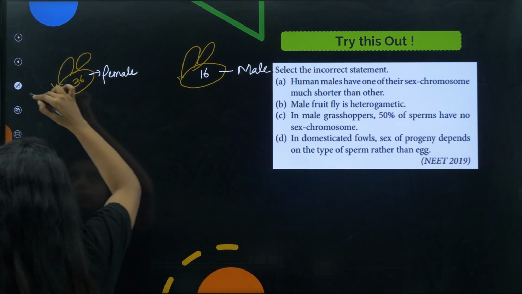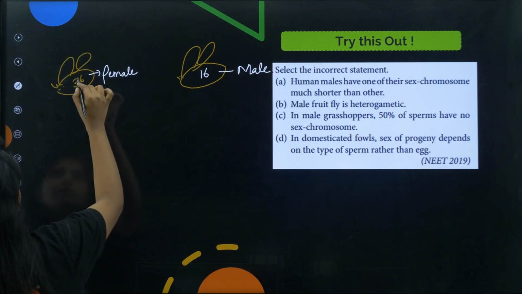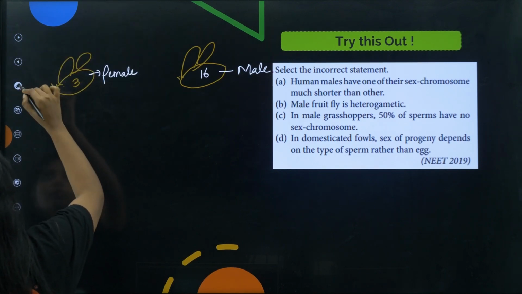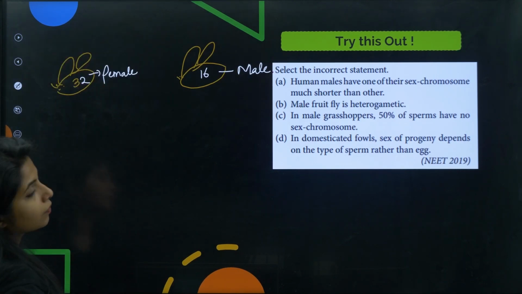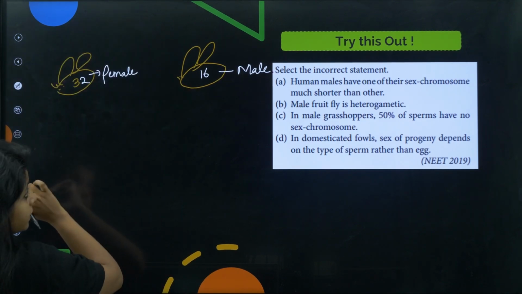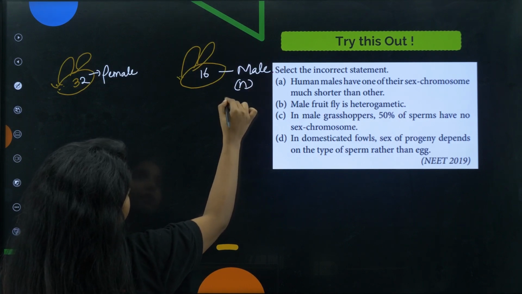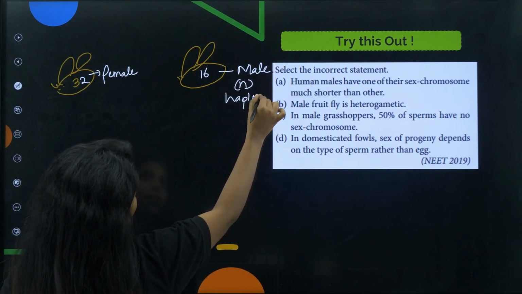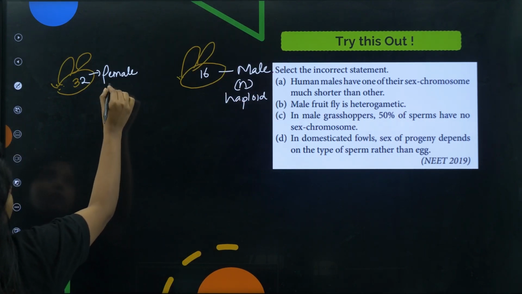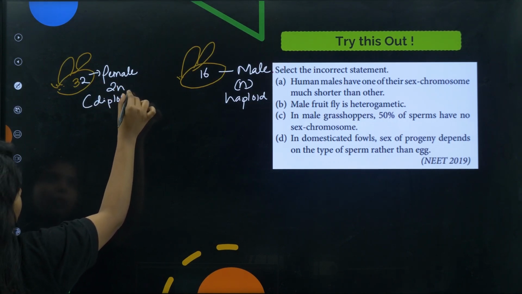One thing you may have observed: it's not 36, sorry, just a second, it's 32. 16 is just half of 32. So the number of chromosomes over here is just n, that is haploid, half the number of chromosomes present over here, which is 2n. So this is diploid and that is haploid.